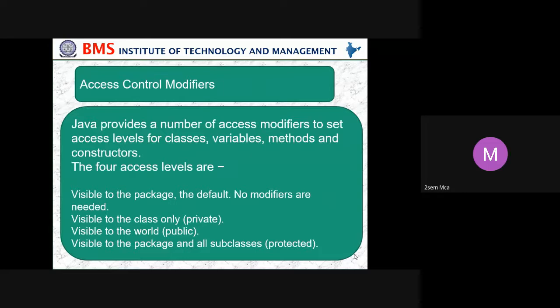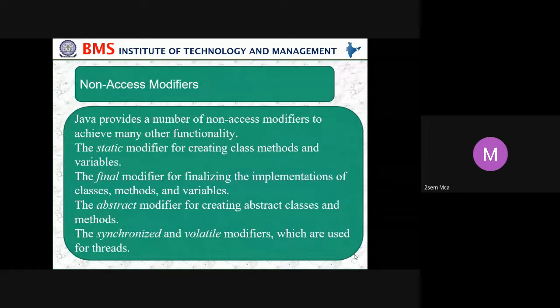So then, Java provides a number of access modifiers to set the access level for a class, variable, methods, and a constructor. The four access levels, which we have discussed, are visible to the package (the default), private, public, and protected. So the non-access modifiers, what are the non-access specifiers?